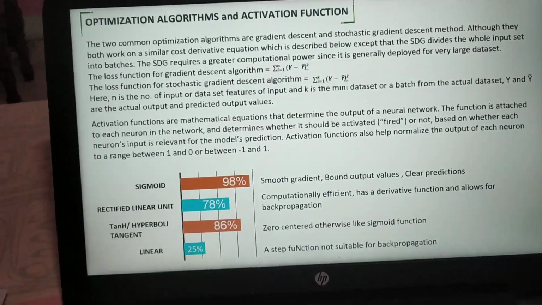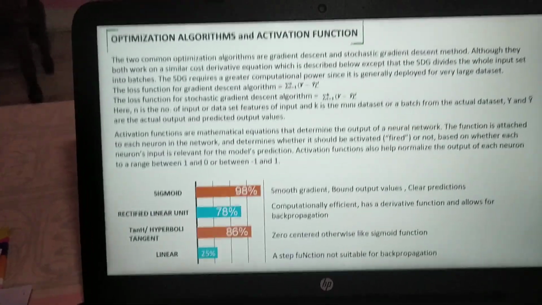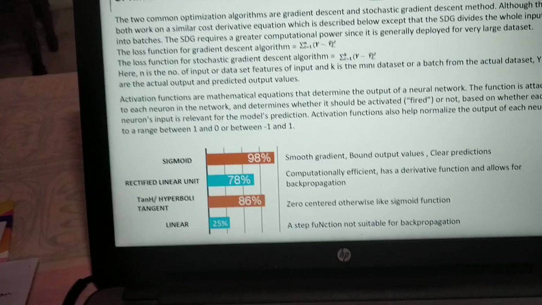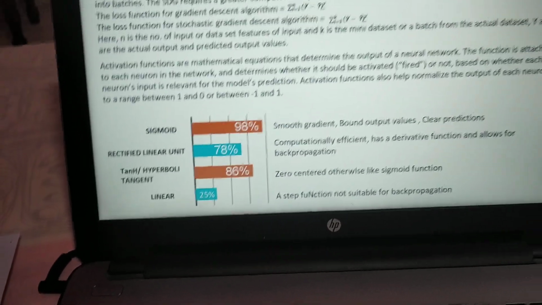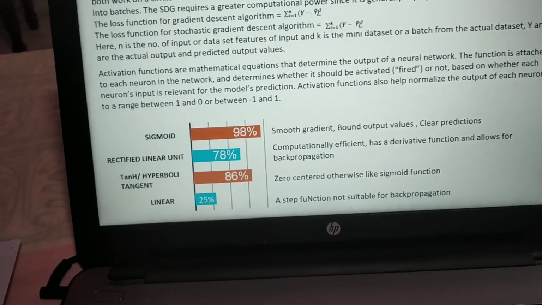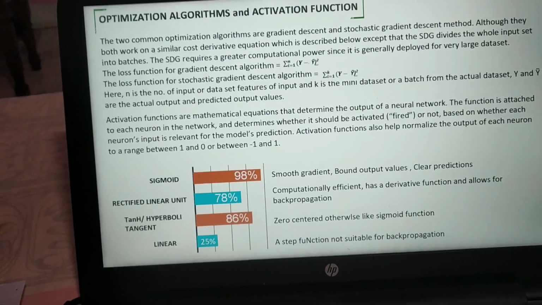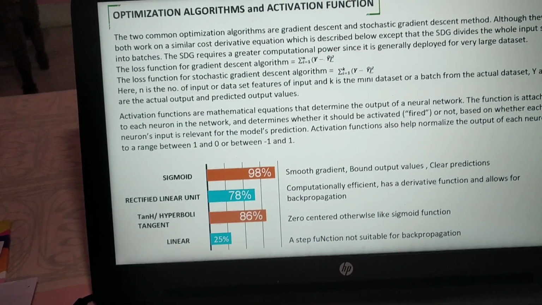As I told earlier, I'll be discussing the optimization algorithms and the activation functions. In general, there are two optimization algorithms that exist, which include the gradient descent method and the stochastic gradient descent algorithm. As you can see with the formula itself, both the gradient descent algorithm and the stochastic gradient descent algorithm are purely the same.